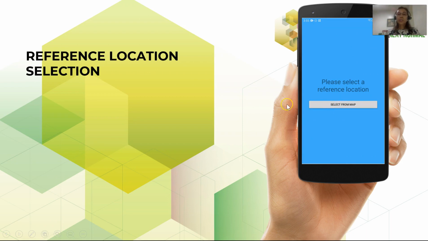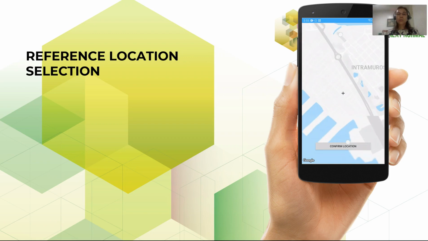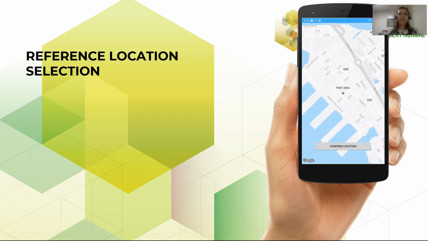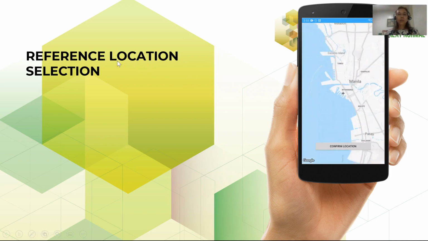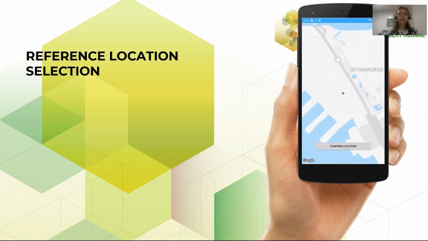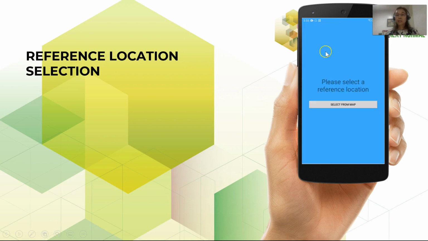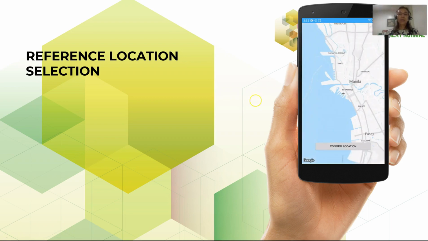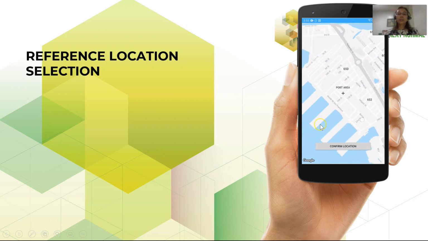So this is for the reference location selection. The purpose of that is to determine the distance from a certain point to another point, so we have to set the reference location. It can be from one ship to your ship, for example. In this presentation, you can see that it is being pinned on the map, say for example here in Intramuros, the South Harbor there.